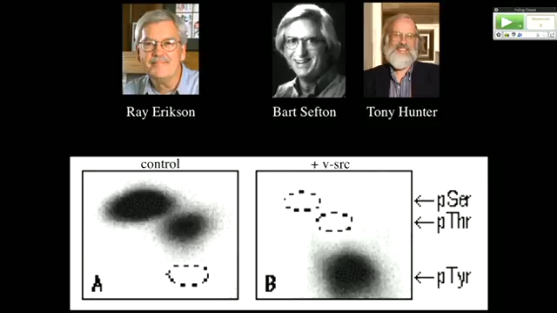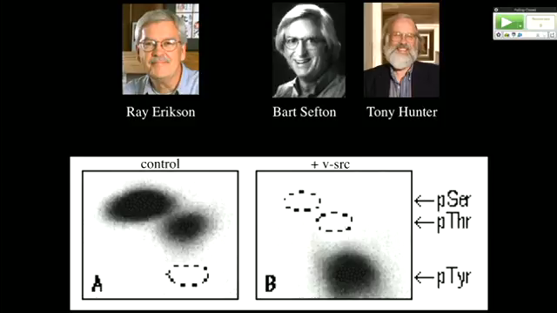And the question was, what is the substrate for the Src kinase? Okay, so it's a protein kinase. We take the viral Src, we put it into cells, and what is it phosphorylating? The first indication that this was a new class of protein kinase came from the work of Bart Sefton and Tony Hunter working at the Salk Institute in San Diego. They developed a method for separating phosphoserine and phosphothreonine and phosphotyrosine from one another on thin layer plates. Okay.